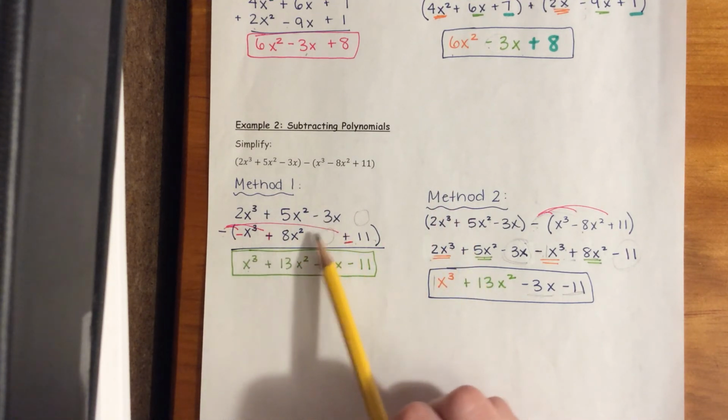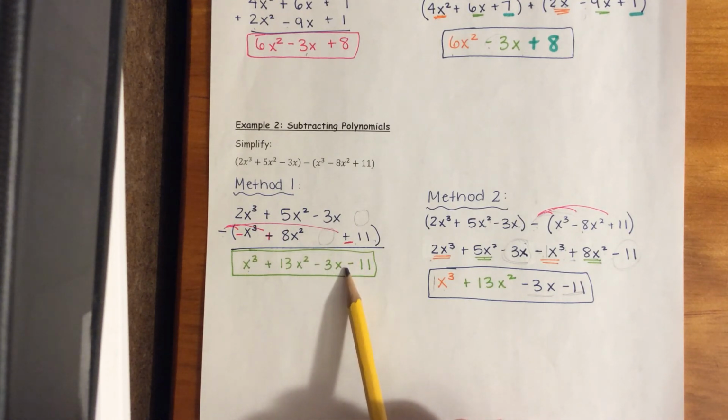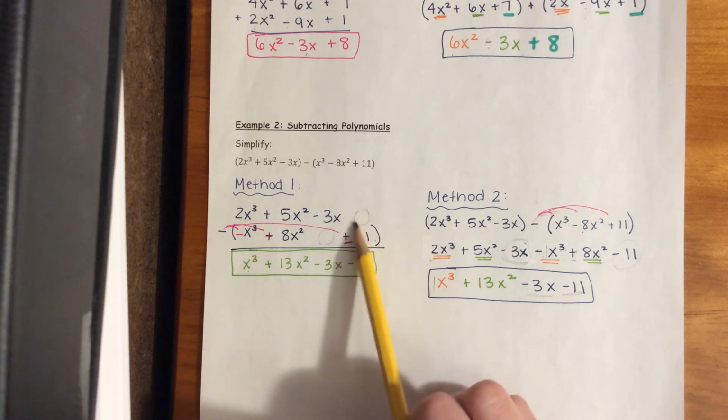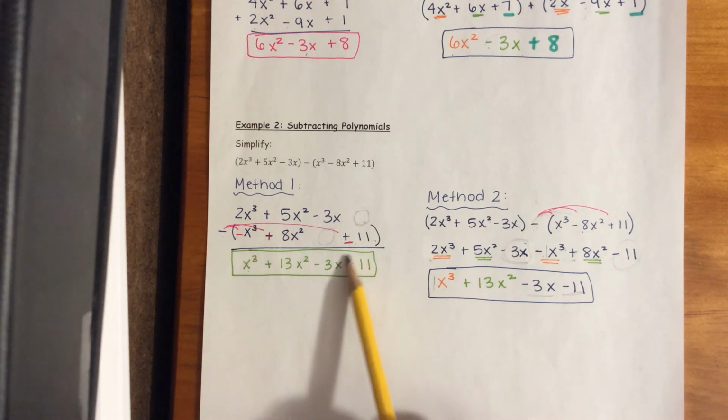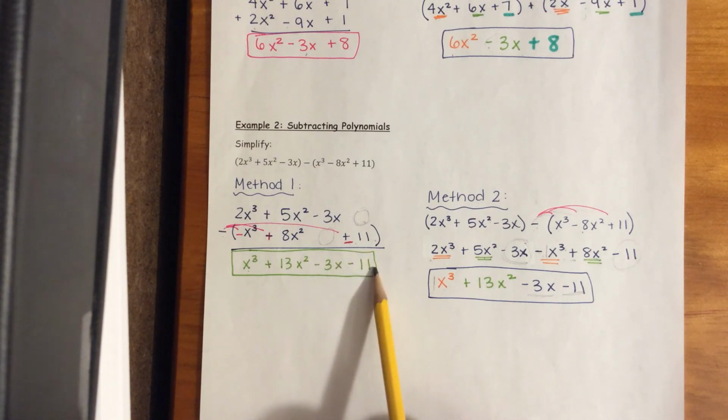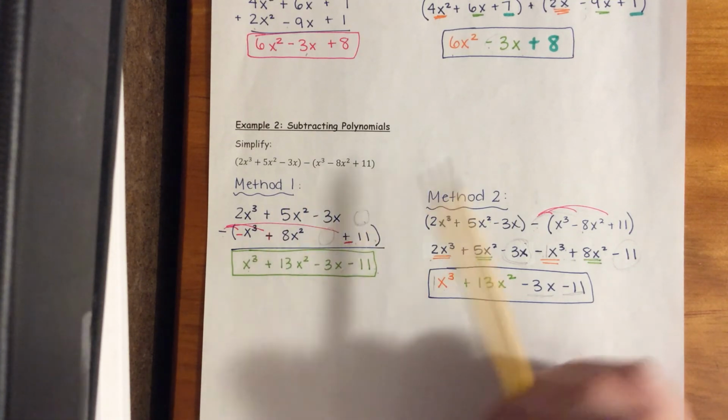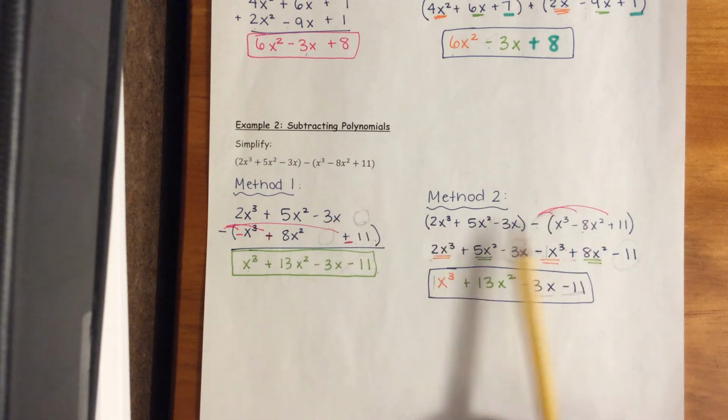Negative 3x, I have nothing to combine it with because I don't have another x term. So it stays as negative 3x. And then same thing with my 11. I have nothing to combine it with, but remember, because I distributed my negative, it becomes negative 11 now. If this does not make sense to you, don't do it this way. It's okay to pick this method instead.